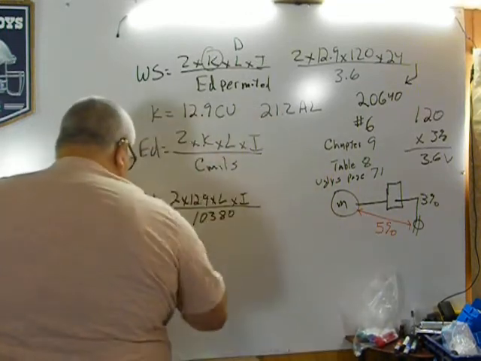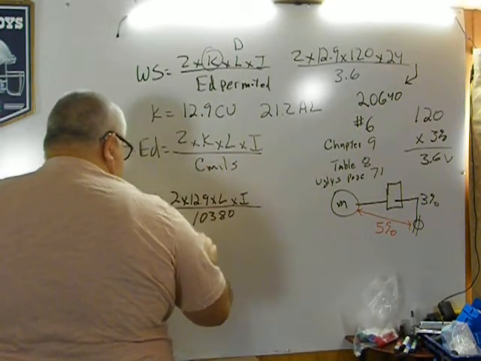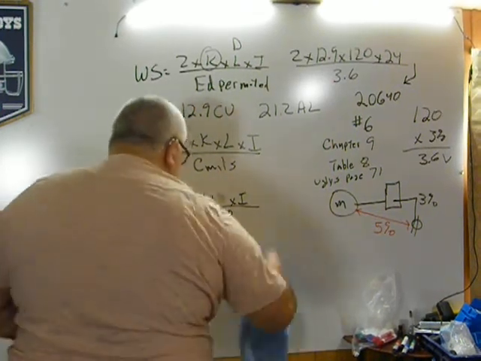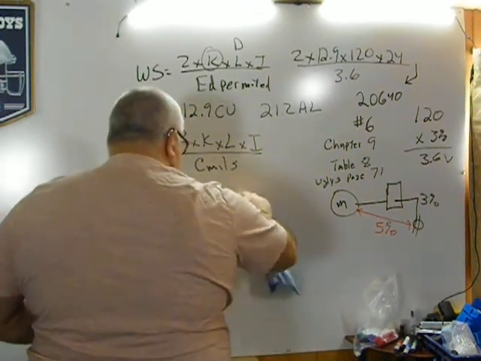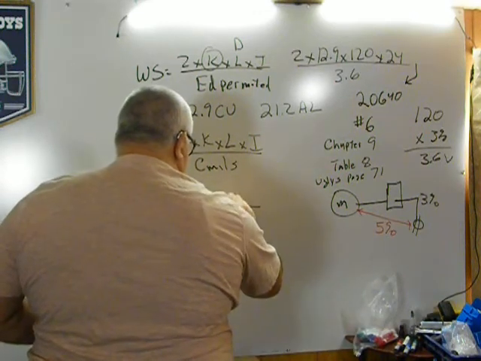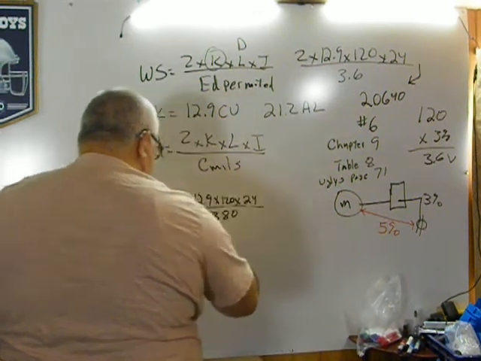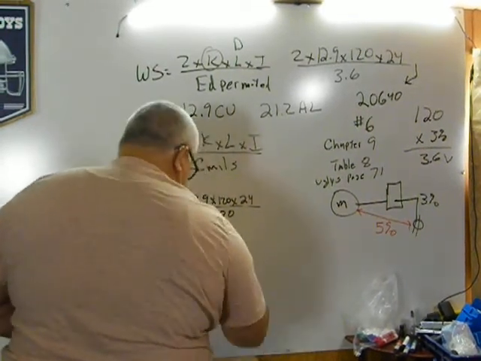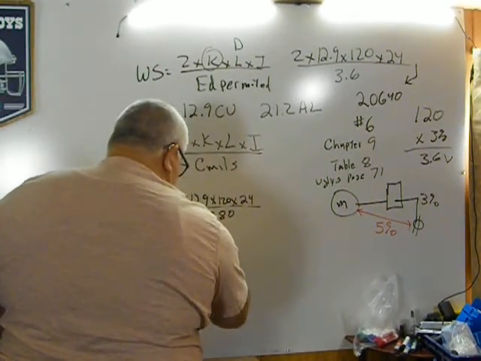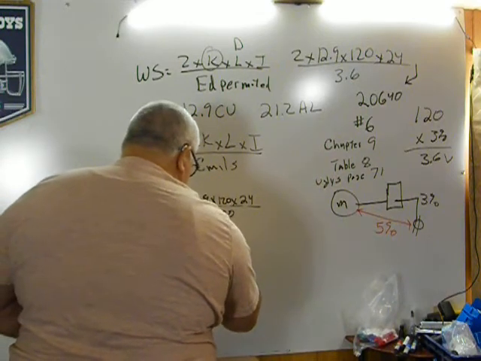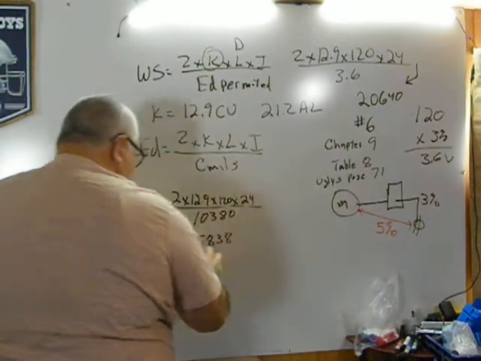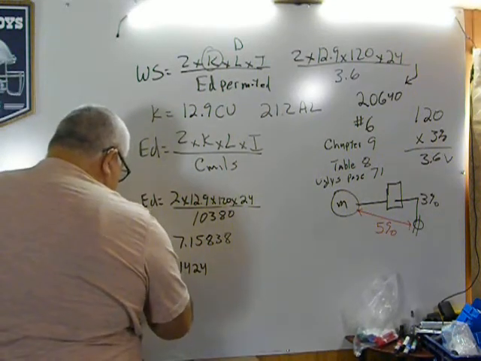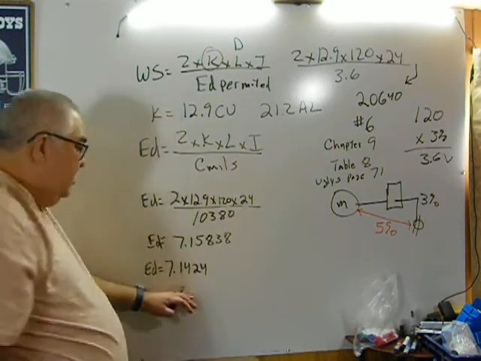Okay, so my voltage drop here, I put the L instead of the length. So this is 120, this is 24. So my voltage drop is 7.1538. So it's different than the answer we got before.